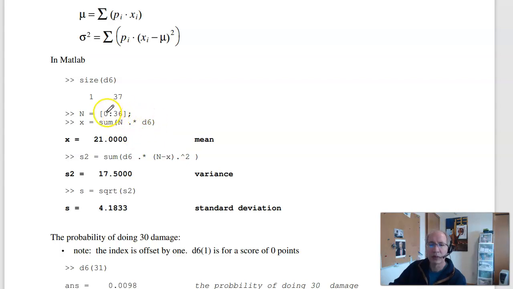So for the die rolls, the values are the numbers 0 through 36. Take the probability times the value, add them all up. That's the mean. So the mean of the level 6 fireball is 21. The variance is the probability times the distance to the mean squared. The variance is 17.5. Taking the square root gives 4.18.